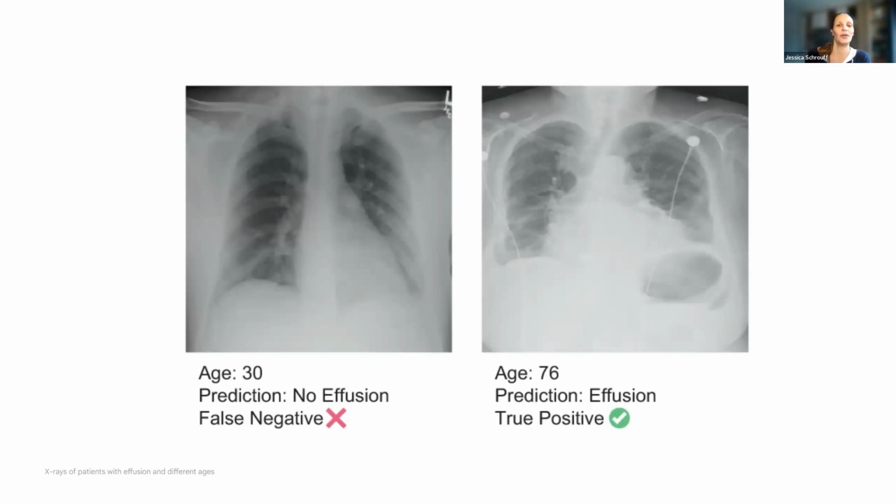Okay, cool. So on the left you have a patient who's younger, and on the right the patient is older, and the model is actually making a mistake for the younger patient. So we ask ourselves whether there is actually a systematic bias in how the model makes its predictions.